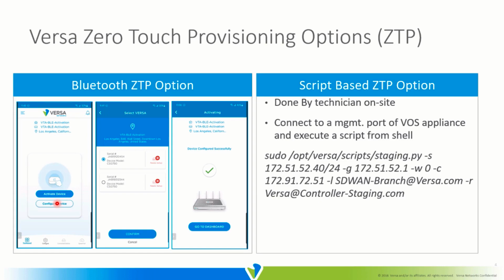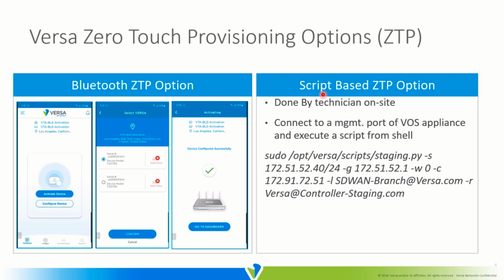The Bluetooth activation method also proves its usability when an internet connection is not available at the time of device activation. This is achieved by uploading a pre-staging configuration to the device via Bluetooth connection, and once the internet is connected, the device will automatically connect with the Versa target controller.